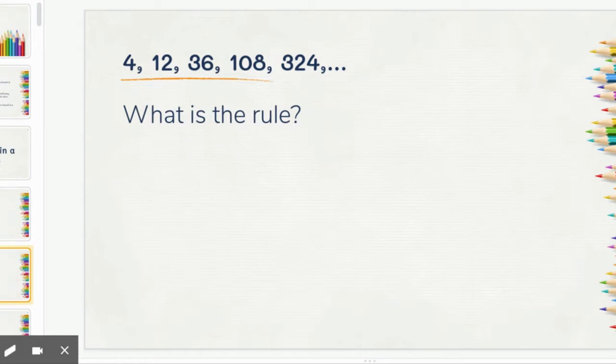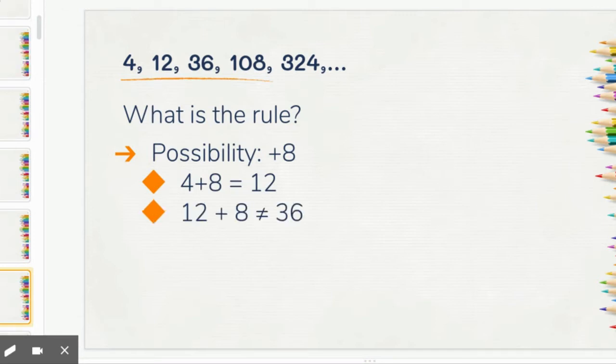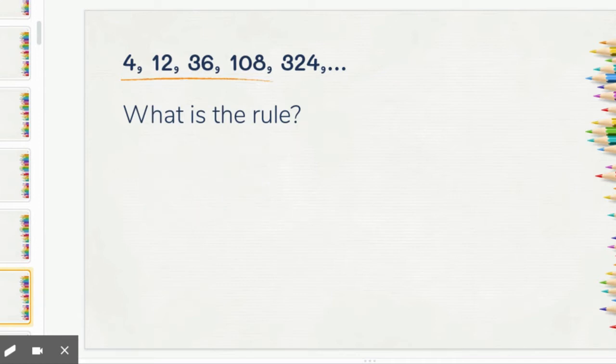So first, let's think about this. I see 4 and then I see 12. Well, what do I do to 4 to get 12? I think I can add 8. So we're going to start with the possibility of plus 8. So I test it. 4 plus 8 is 12. But then I look at my next set of numbers and I have 12 and then 36. 12 plus 8 does not equal 36. So I know right away that plus 8 is not the rule.